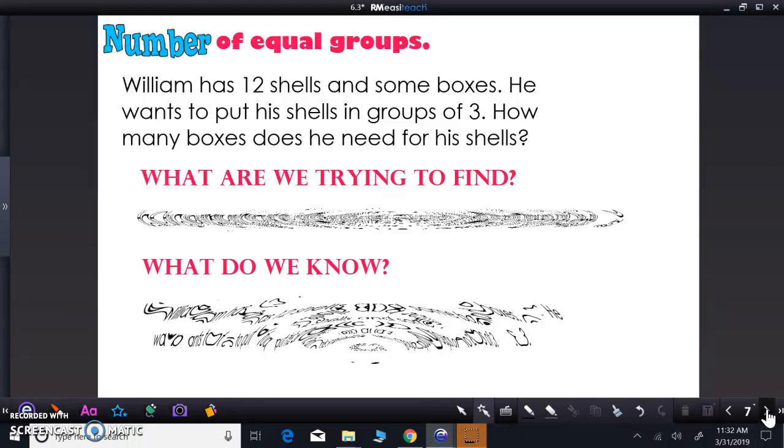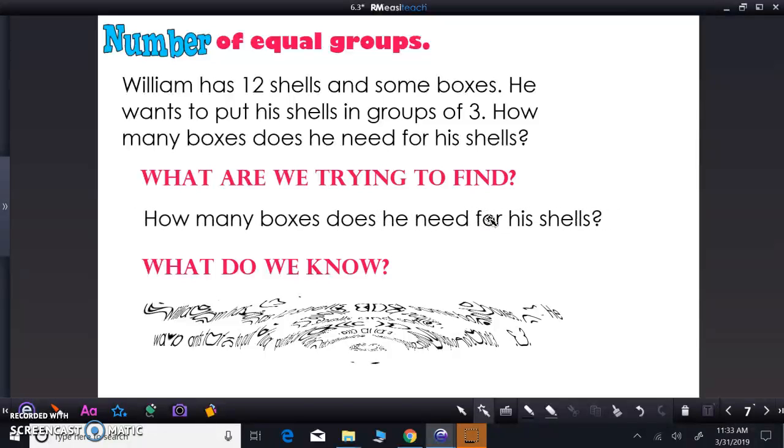William has 12 shells and some boxes. He wants to put his shells in groups of 3. How many boxes does he need for his shells? Well, let's look. What are we trying to find in this problem? We are looking to find how many boxes or groups William needs for all of his shells.